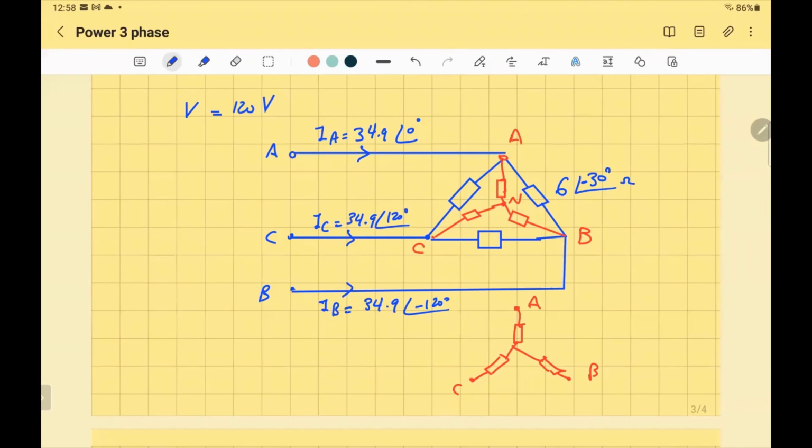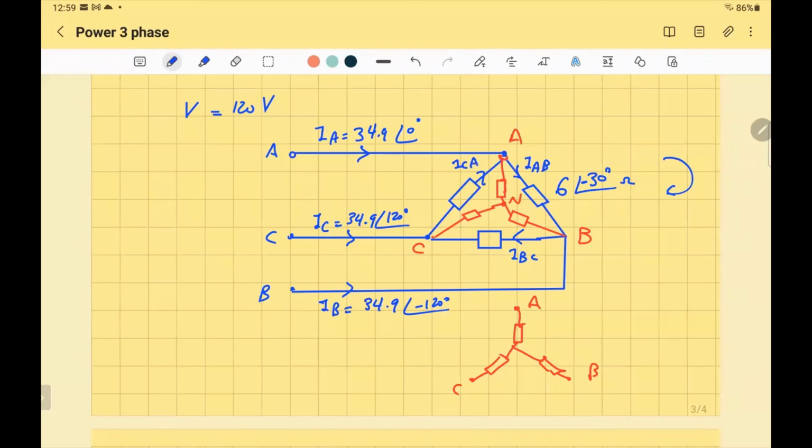It's enough to find one phase. Let me look for IA because we did that before. We know the sequence is just going in this direction. So this current will be IAB, and if you remember, that will be IBC and that's ICA.